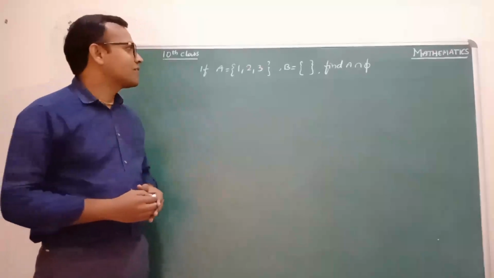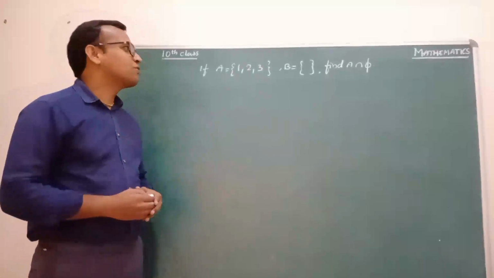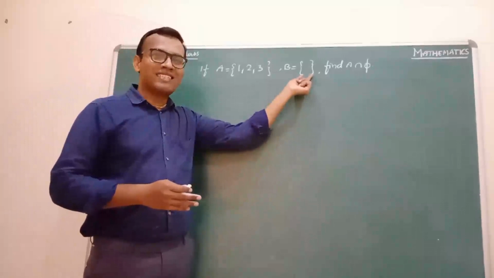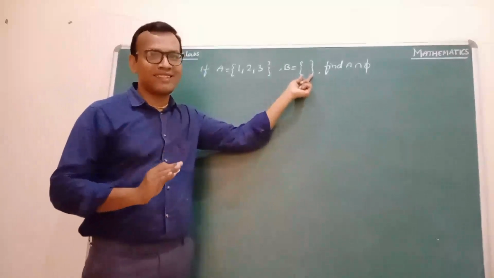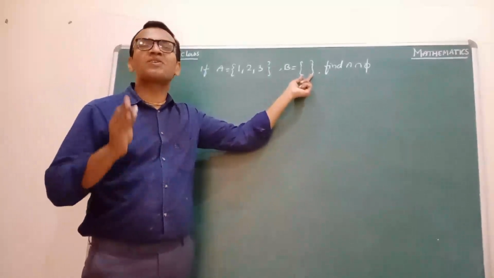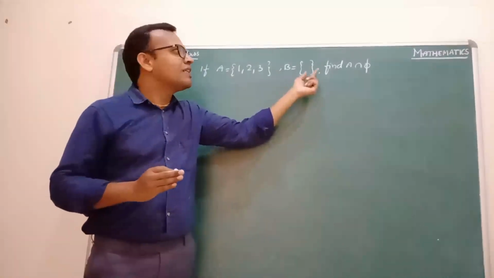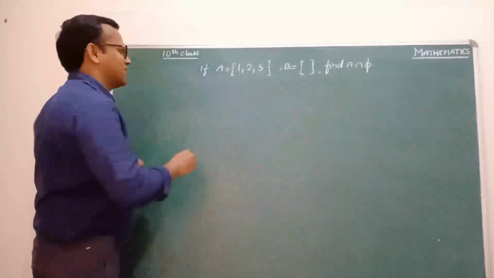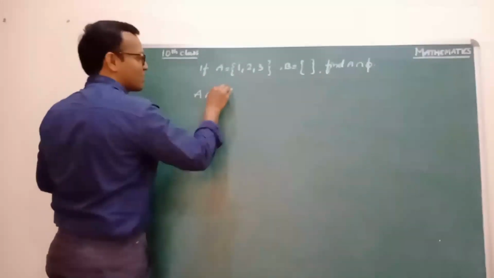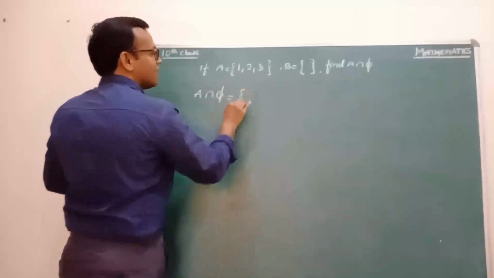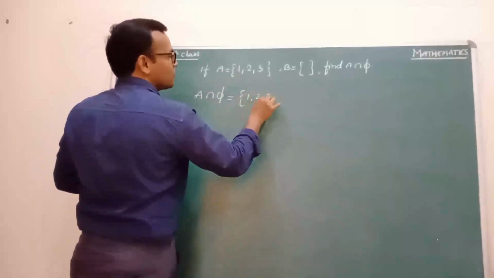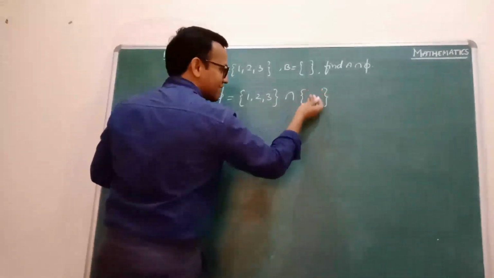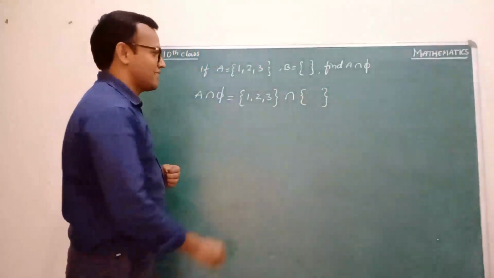Here is the question. A is equal to the set of 1, 2, 3 and B is equal to an empty set. So here B is the empty set or a null set, which is also called a void set. Now we need to find A intersection phi. A is the set of 1, 2, 3 intersection phi is nothing but an empty set. There are no elements present in the set.